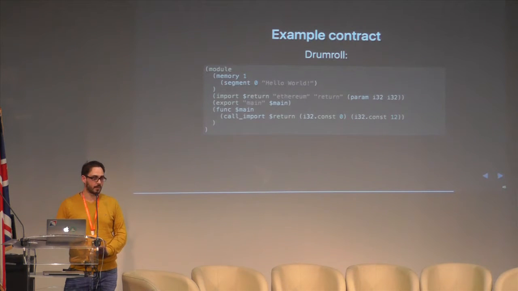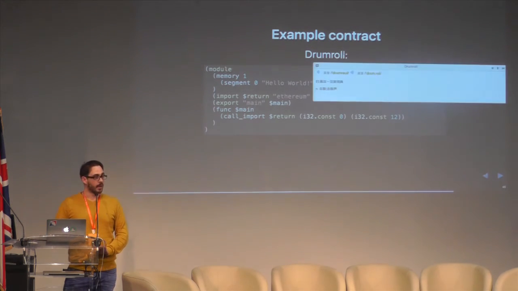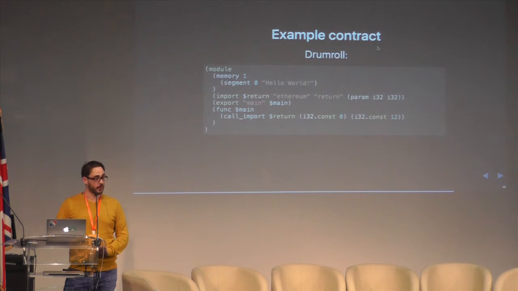So here's an actual example contract, still in the same assembly representation. Here we just define a memory segment with the data. We have the return statement from Ethereum, and we just call the return statement with the memory pointers. What this contract will do is, every time you call it, it will return hello world.